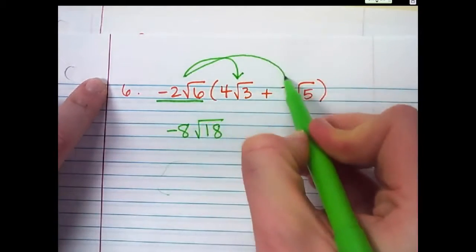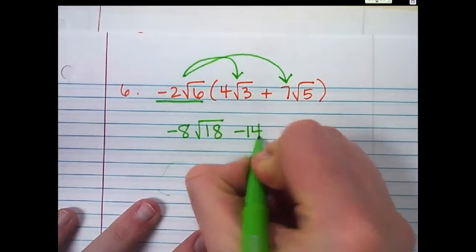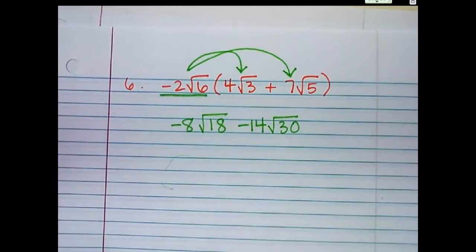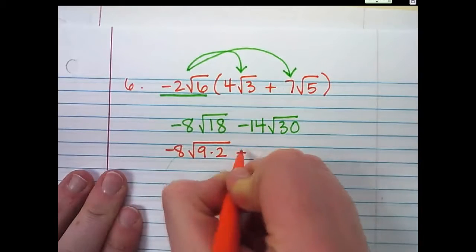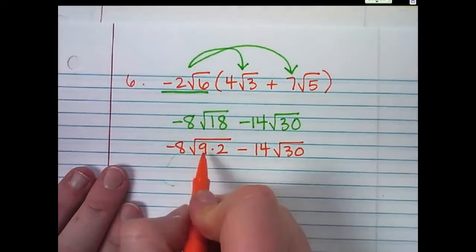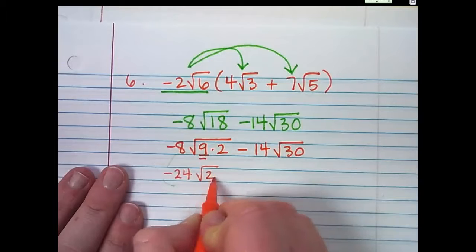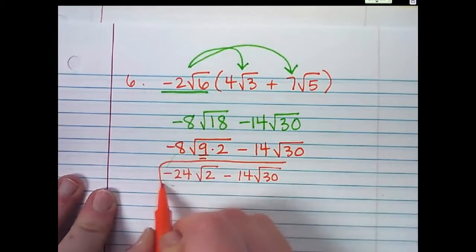And then I go to the second one, which would be negative 14 square root 30. Can I simplify anything? The 18. What's inside 18? 9. So 9 times 2. Can I simplify the 30? No. So square root of 9 is 3. When it comes out, that gets multiplied. So negative 24 square root 2 minus 14 square root 30.